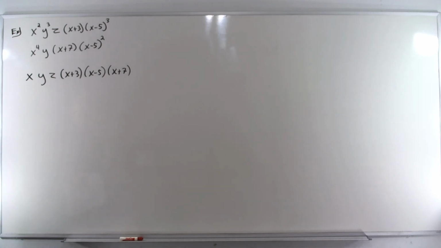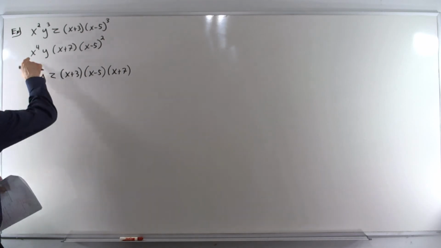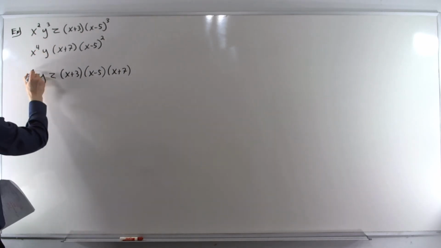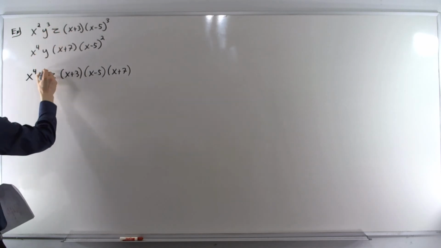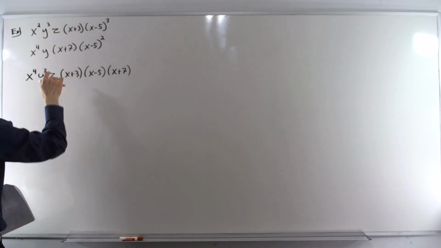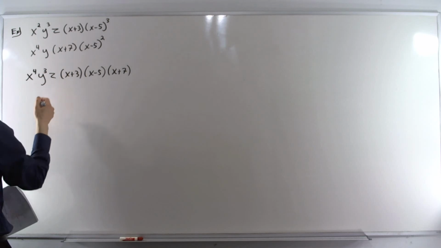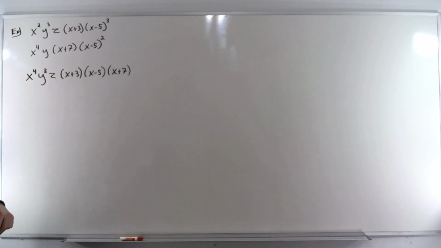Now we're going to find the largest exponent for each one. So for x's, we have 2 and 4. 4 is larger. 4 goes down here. For the y's, we have 3 and 1. 3 goes there. With z, we only have one of them. That's to the first power, so that's just going to stay the first power.